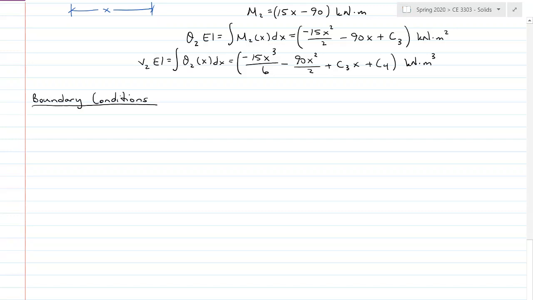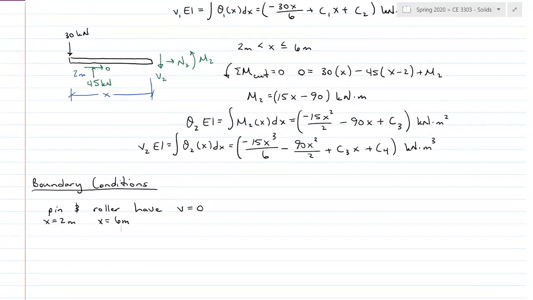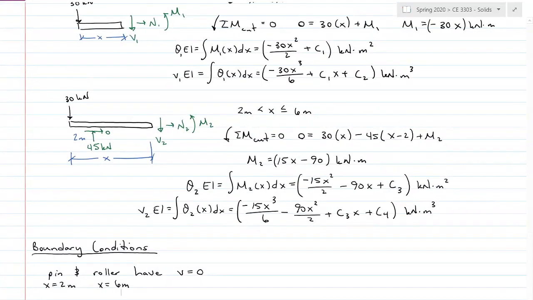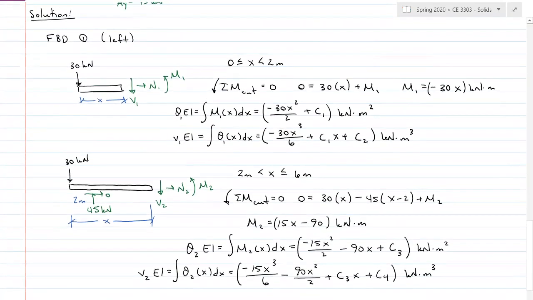Okay, so we know the pen and the roller have V equal to 0. The pen is located at X is equal to 2 meters, and the roller is located at X is equal to 6 meters. All right, so now we have to think about this.